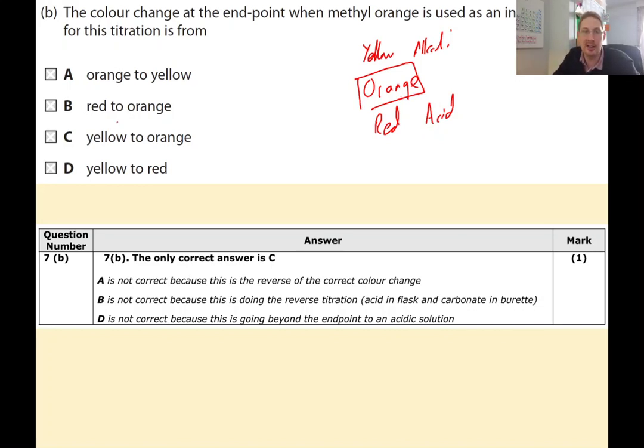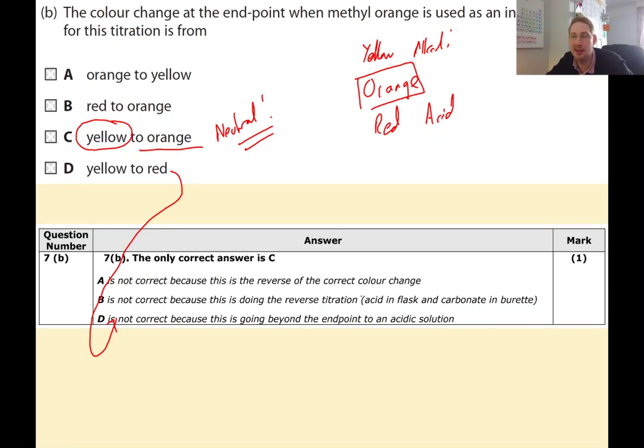So the only correct answer is it goes yellow because it starts off alkaline and it ends up orange, which is at the neutral point. Yellow to red is not correct because this is going beyond the end point into an acidic solution. So do watch that. It's yellow to orange. They want you to talk about stopping at that neutral point rather than the other way round.